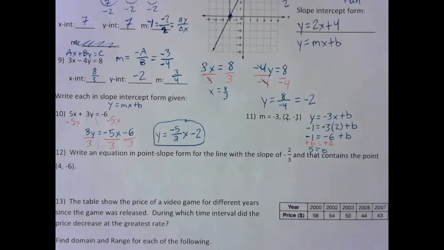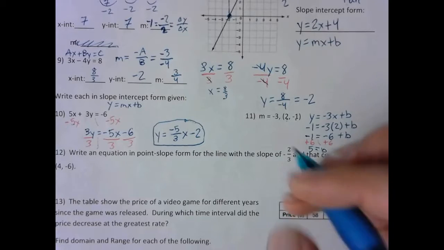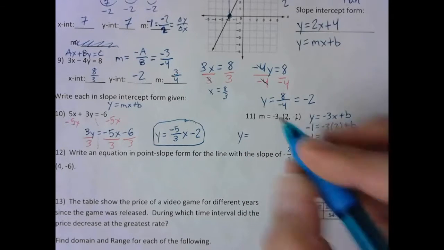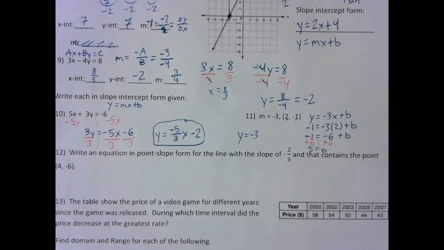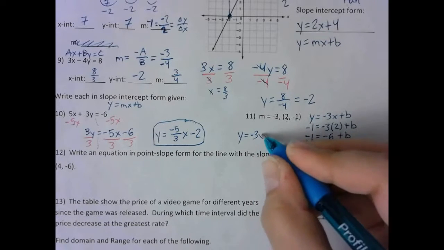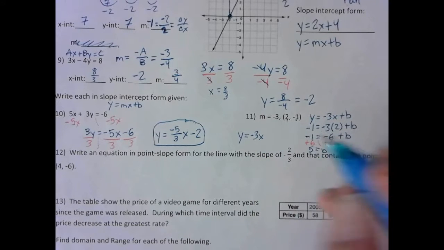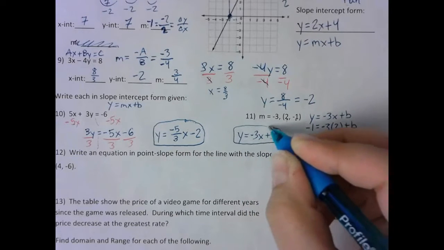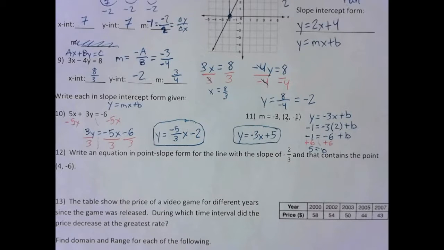We now have everything we need to write it in slope-intercept form. So we end up with y equals, our m is still negative 3. We need y equals mx plus b, so here's our x, and our b is positive 5. Whew. I'm getting tired. I don't know about you.